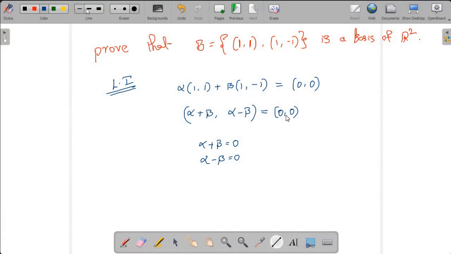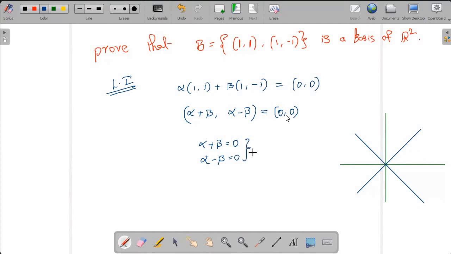Geometrically also you can see this. X plus y equal to 0 is a line. So let me draw the axes first. Alpha plus beta equal to 0, that line you can see like this. And alpha minus beta equal to 0, you can see the other line like this. Now the intersection of these two lines is only one point, that is (0, 0). It means this linear system has one solution, alpha equal to 0, beta equal to 0.